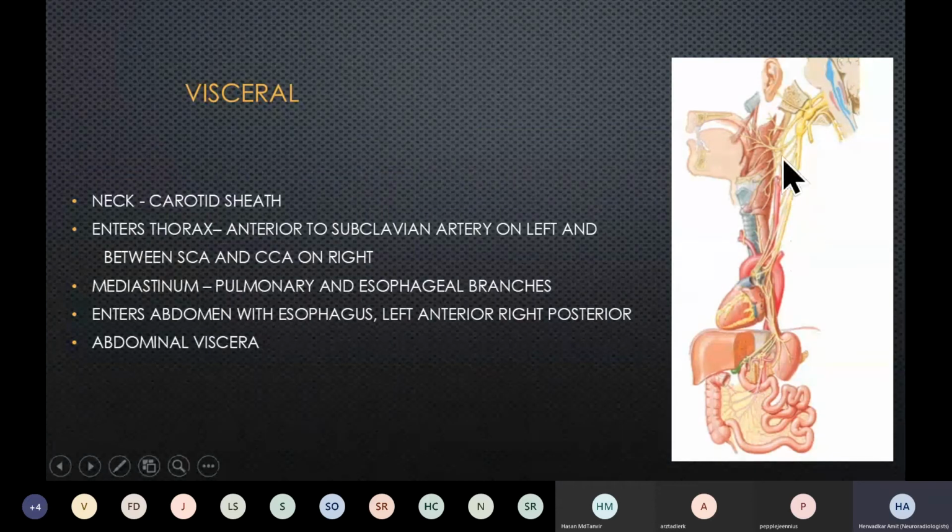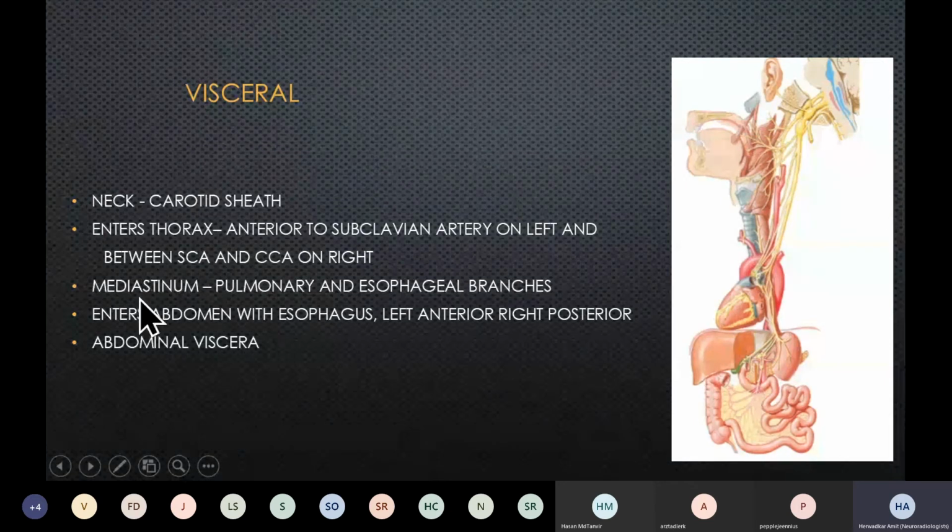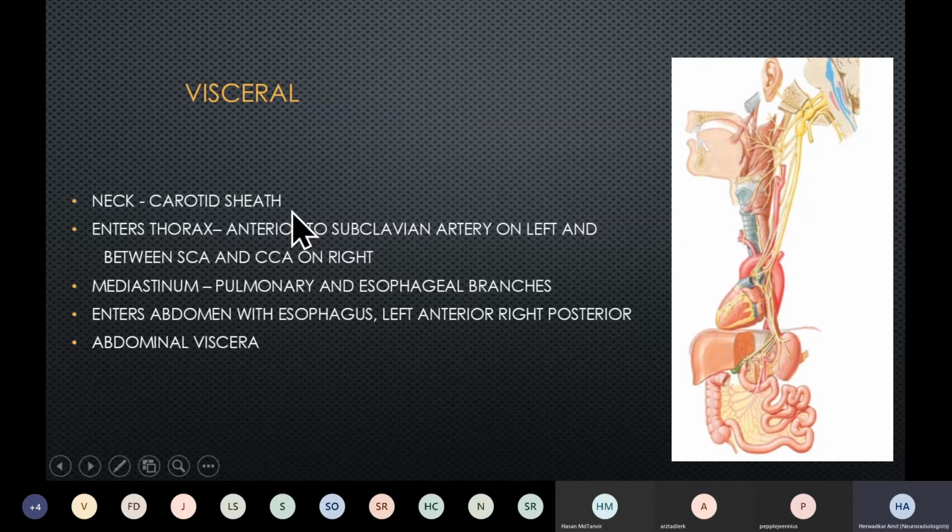The visceral supply of the vagus nerve is really beyond discussion for this topic. I think we'll have to leave it as such. But it's important to recognize its importance, even though we cannot identify them on scans. So in the neck, we have the carotid sheath, and we have looked at that.